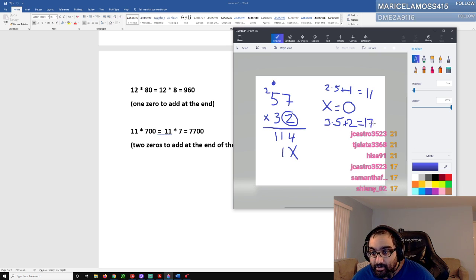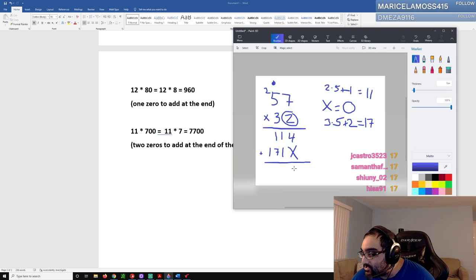All right, 17. So I'm going to put the 7 here, and the 1 here will go in the next column over. Nice. So now all we're going to do is add straight up. We're just going to add this stuff here together. So we got 4 plus x, but x is 0, so we're just going to put 4. We get 2, we get 8, and we get 1.